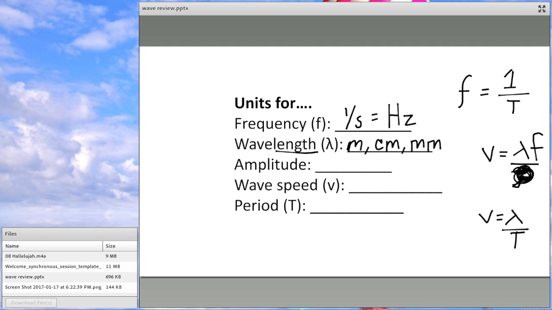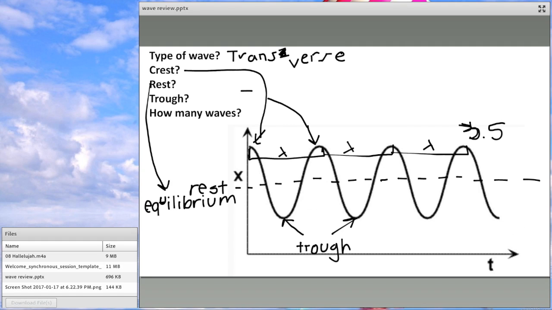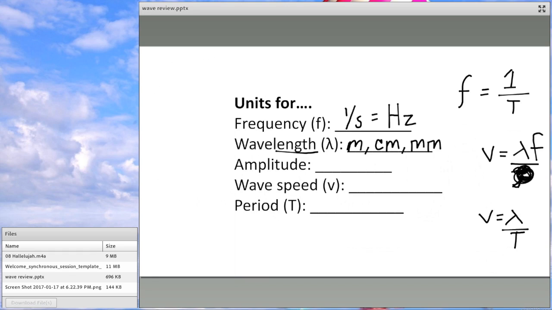Your amplitude, let's go back here. Your amplitude is the distance from your rest to your trough, or the distance from the rest to the crest. That is your amplitude. And so again, your amplitude is a distance, so it's going to be in meters usually. I think I saw a picture on your test that had it in centimeters, but it's going to be a distance like wavelength.